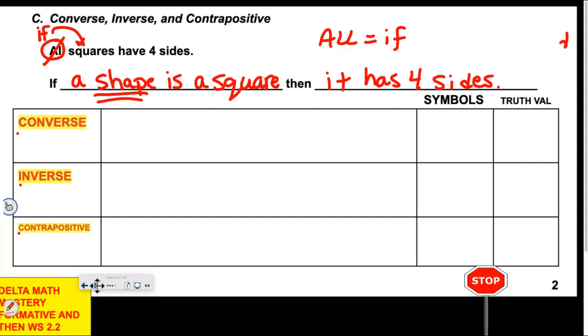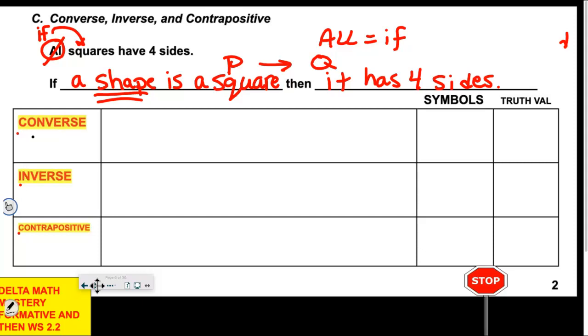And if I were to write it, I would say P implies Q. Okay? So P is, shape's a square. Q is, it has four sides. Its truth value would be true. Because if a shape is a square, all squares have four sides. So that's good. So now we're going to talk about, well, what's a converse?